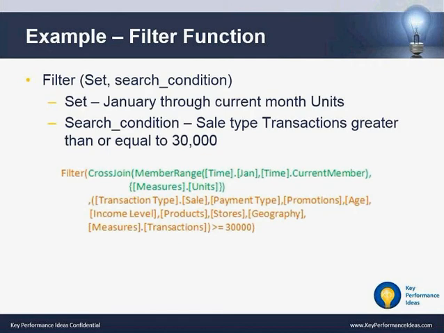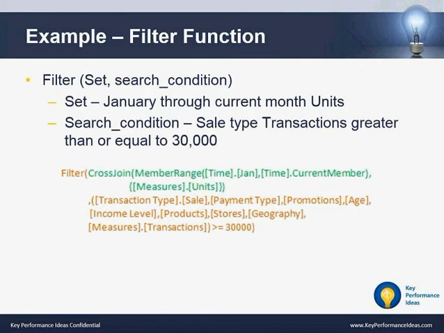I'm doing a cross join here of January through my current member for time for my units. I'm joining those, and then I'm doing a filter where my transaction type of sales and my transactions are greater than 30,000, greater than or equal to. Notice I put all of my other dimensions in here because one of the assumptions of this calculation is we don't want to perform this calculation based upon the sale type transactions at each store or each product or each of these other dimensions. So I'm going to pull it at the highest level, so it's doing the filter on that highest level only.